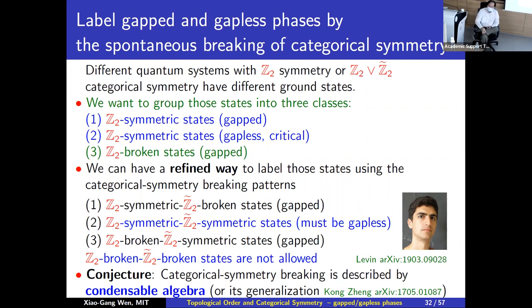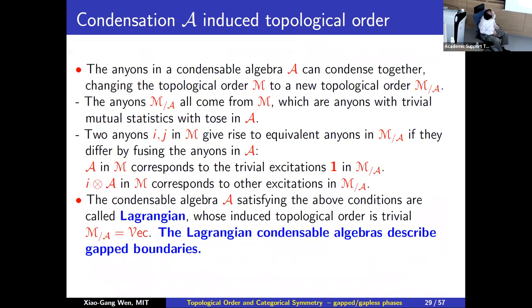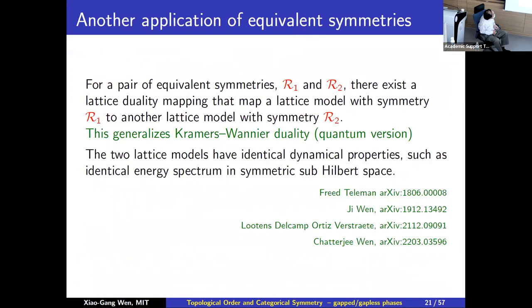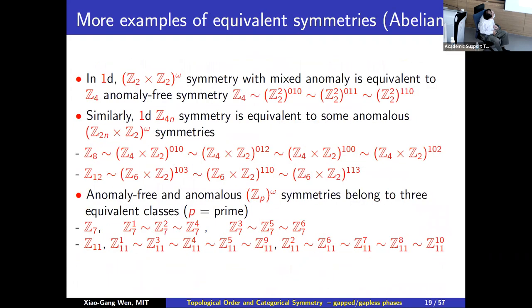Yeah, please. So I think you explained the duality for the bulk 2+1 dimensional Z2 gauge theory. If the bulk theory is a 3+1 dimensional Z2 gauge theory, what is the categorical symmetry in the boundary? Let's see, where is it?